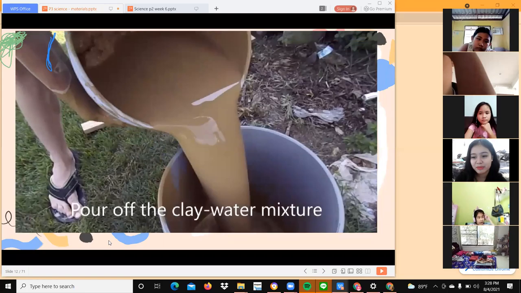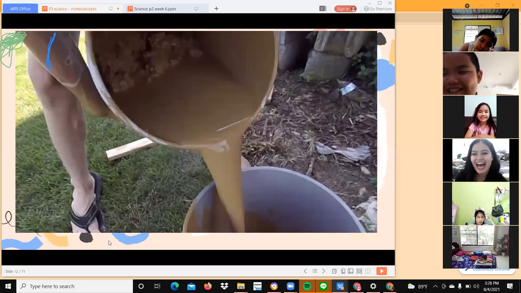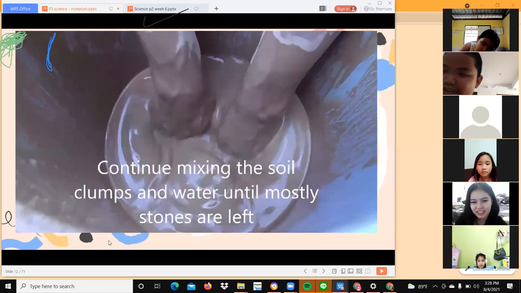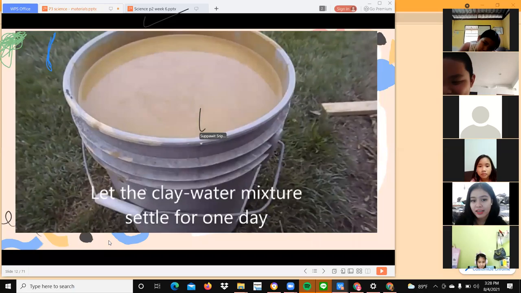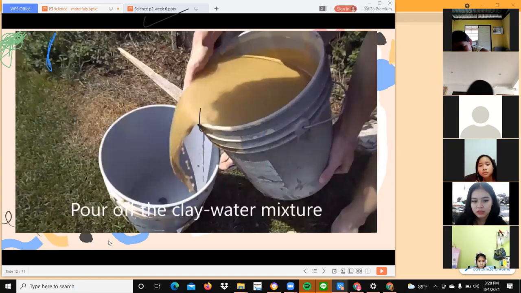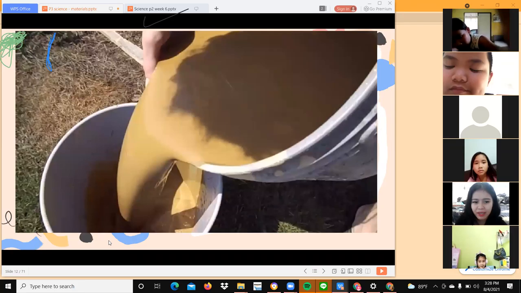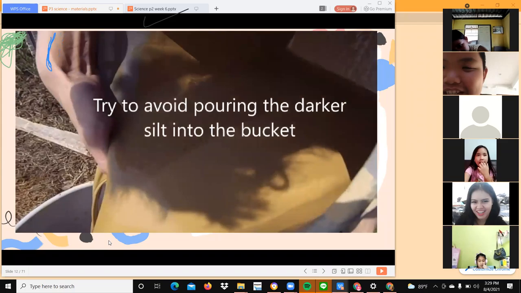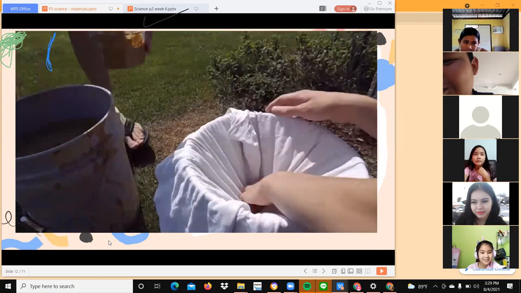Wow, chocolate. Okay. Wow, they let it settle for one day. They leave it like that for one day. They will pour it again into a new pail. Yeah, that's chocolate. Not chocolate, it's clay.